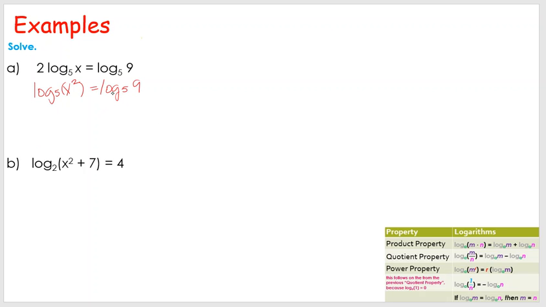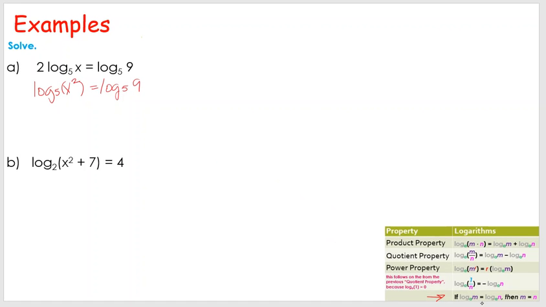And since they have the same base, we know that when they equal each other, look at this last one down here. It says if log base a of m equals log base a of n, then m equals n. So I can bring down the x squared is going to equal 9. And then we know how we're going to get the square root of each side. So x equals plus or minus 3.